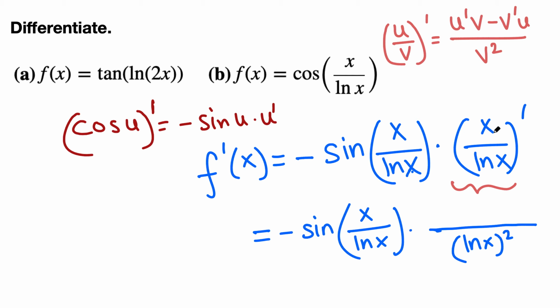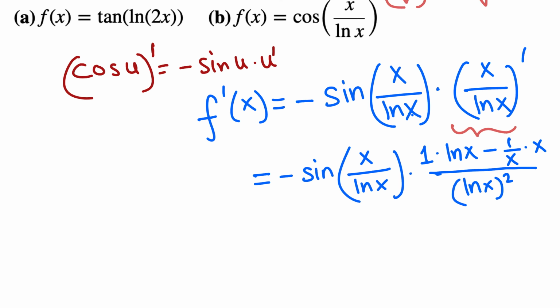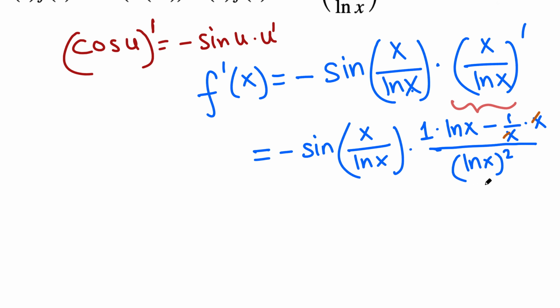Now u prime, derivative of top is 1 times bottom, ln x, minus derivative of bottom, 1 over x, because the derivative of ln x is 1 over x, bottom, that's a v prime times u. U is x. You may leave here, this is it, but we can simplify. Let's do that. 1 times ln x is just ln x minus 1 over x times x. This x and x cancel, so this 1 is left, and that's it.